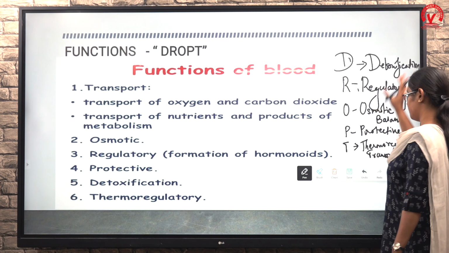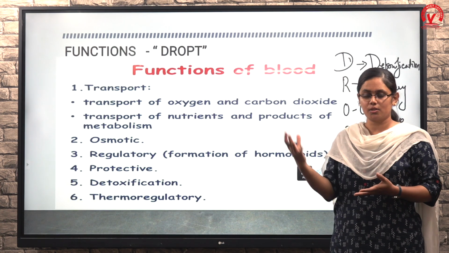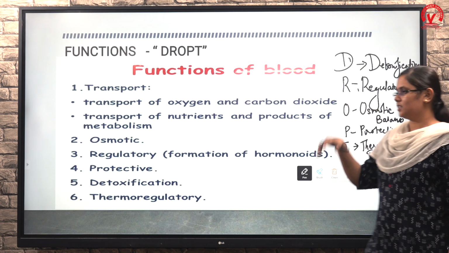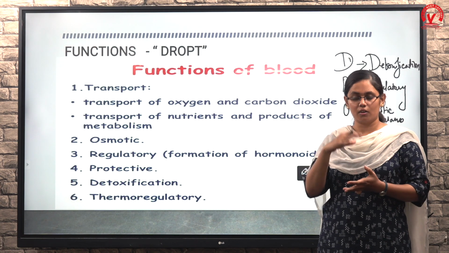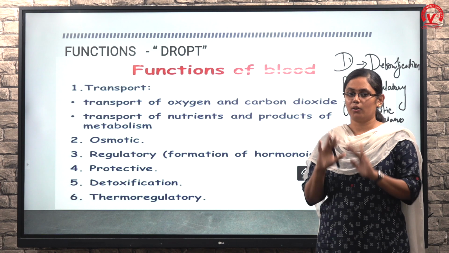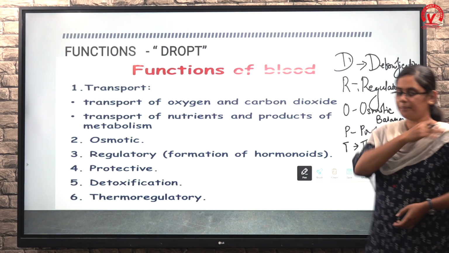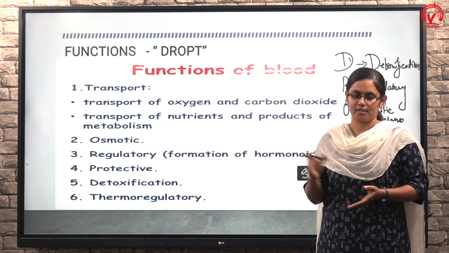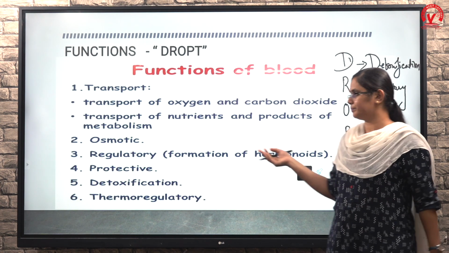So coming to detoxification, blood is the main medium through which the toxins from various sites of the body get excreted via kidneys. Next, regulatory function. Through blood, many hormones and electrolytes circulate around different systems of the body. These hormones regulate various functions inside our body. Coming to osmotic balance, blood has a plasma protein called albumin, which helps in osmotic balance. We will discuss the osmotic balance in the plasma protein section.